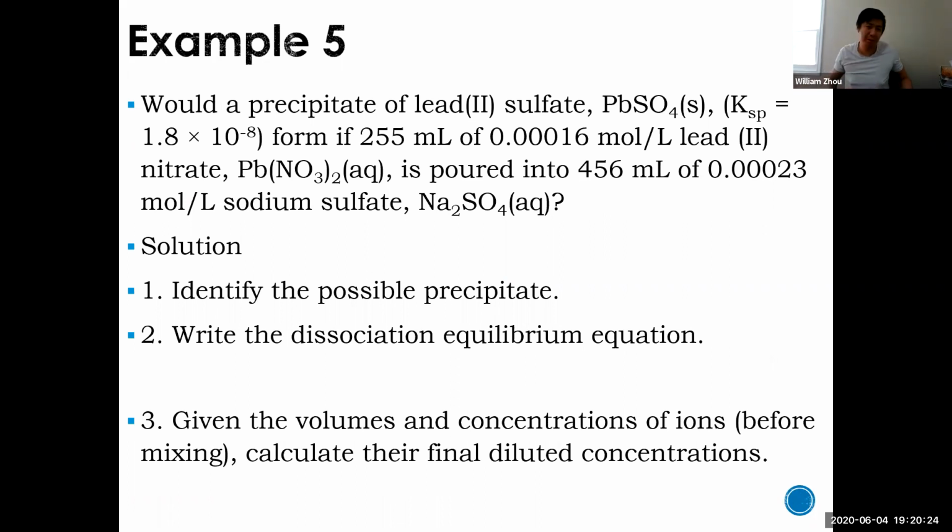Will a precipitate form? So would a precipitate of lead 2 sulfate with that KSP given to you form if 255 milliliters of that concentration of lead nitrate is poured into 456 milliliters of that concentration of sodium sulfate? So yes or no, would there be a precipitate? And back it up mathematically. So 5 to 10 minutes, and then I'll take this up, and that should be a wrap.